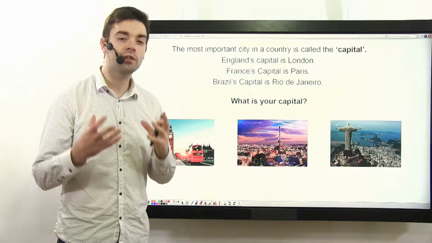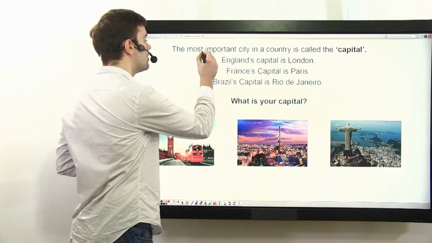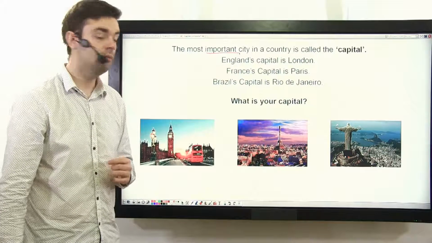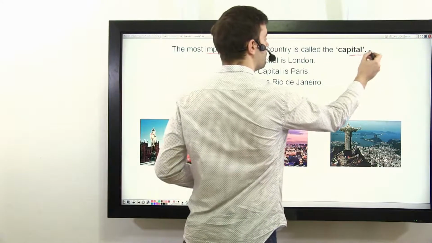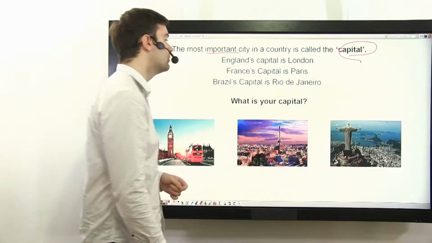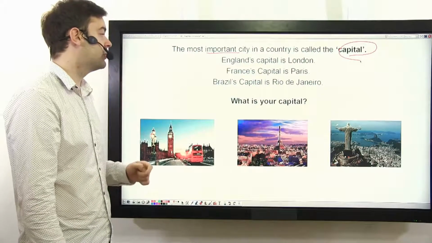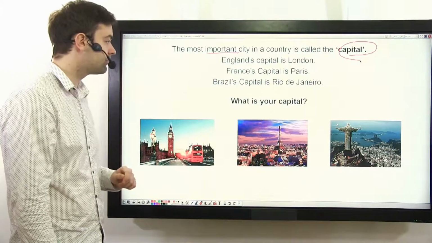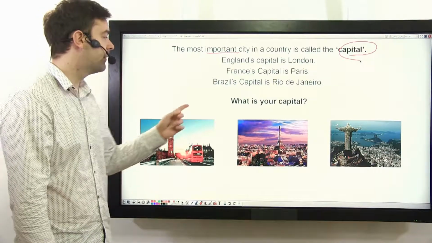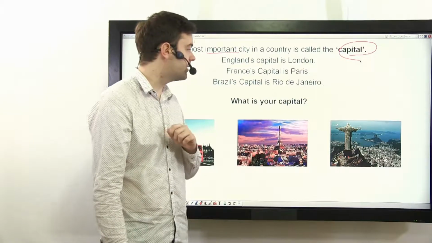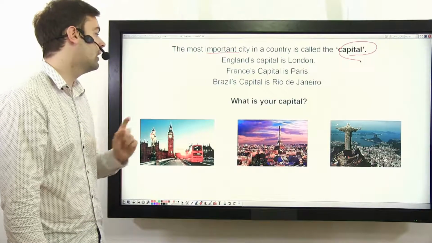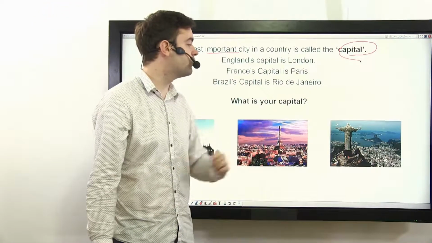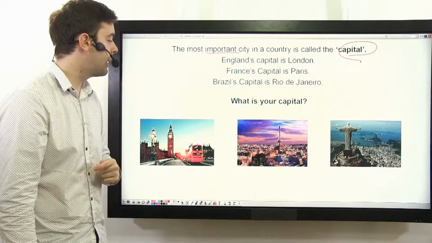The most important city in a country is called the capital. England's capital is London. France's capital is Paris. And Brazil's capital is Rio de Janeiro.